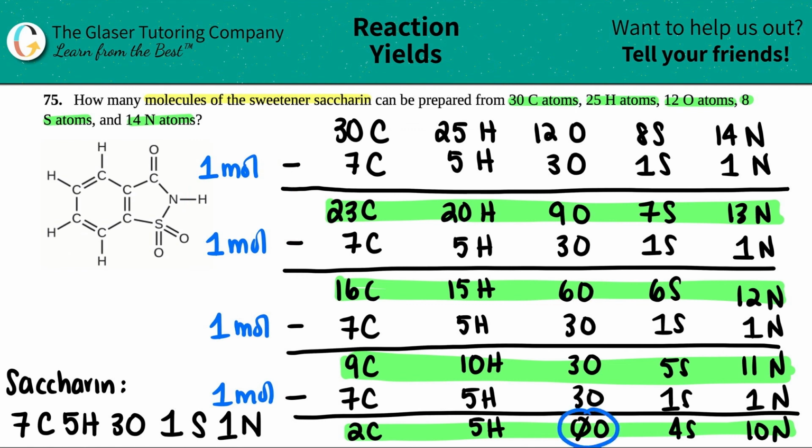But can I go further? No, I can't, because oxygen is out. I have no more oxygen to make up these 3. So that's the answer, guys. Technically, oxygen, since it was used up first, is the limiting reactant. And how many molecules of saccharin could you have produced? Only 4. So 4 molecules could have been made. And that is your final answer.